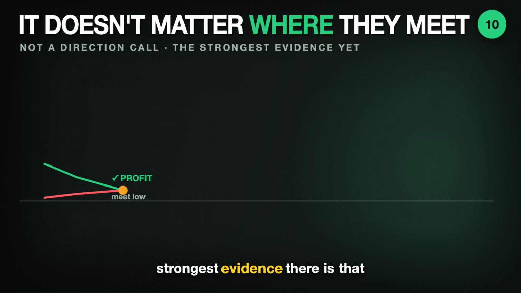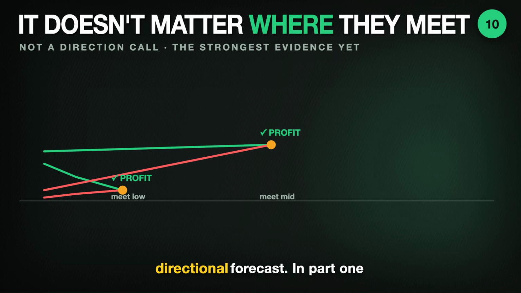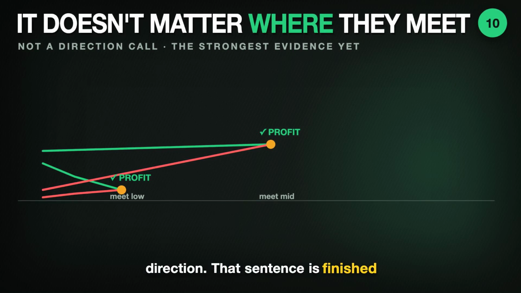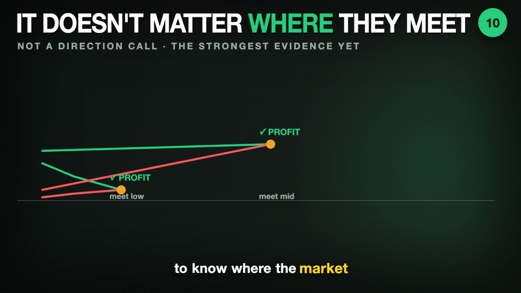This is the strongest evidence there is that pairs trading is not a directional forecast. In part 1, I said we bet on the gap, not on the direction. That sentence is finished here. You do not need to know where the market is going. You only need the 2 of them to meet again.